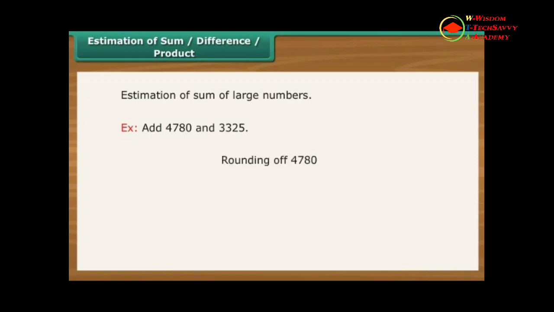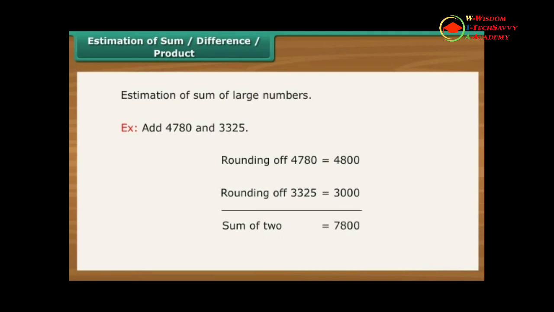Estimation of sum, difference, product. Estimation to the nearest number can help in the estimation of the sum of two large numbers. For example, add 4780 and 3325. Rounding off 4780 would make it 4800. Rounding off 3325 would make it 3000. Sum of the two, 7800.